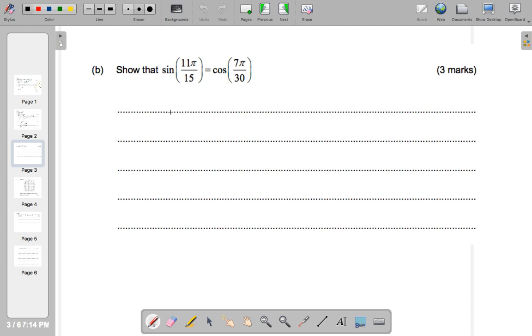Okay, with this next one, you might remember a whole heap of rules that were called complementary angle rules. There must be a bit of a light bulb here when you've got sine equaling cos, that sort of relationship. First of all, what quadrant are we in here? We're in the second quadrant. And because I've got 15 and 30, it might be worth converting that sine 11 pi on 15. I'm going to convert it to 22 pi on 30.